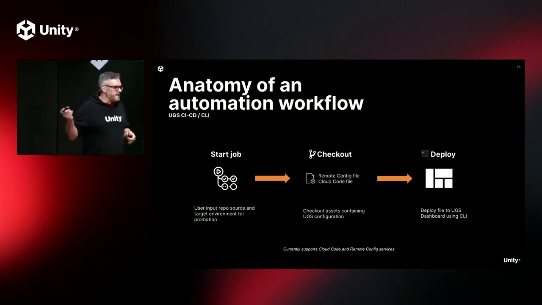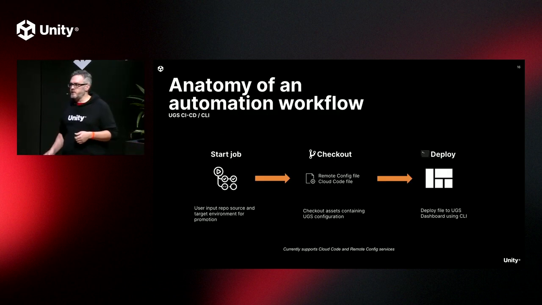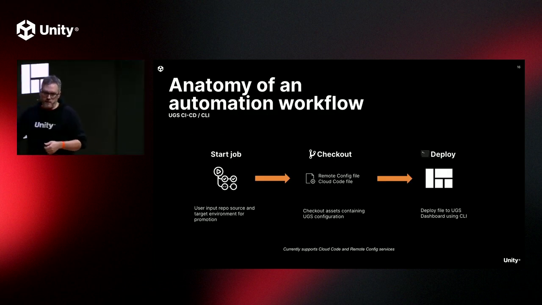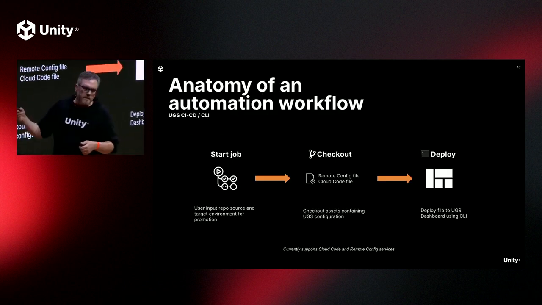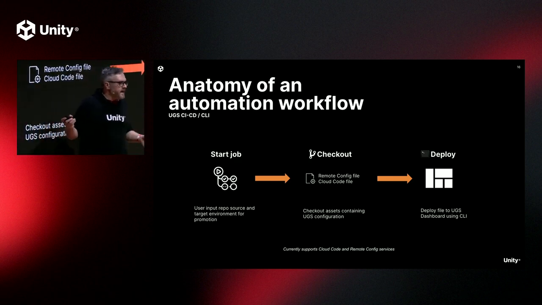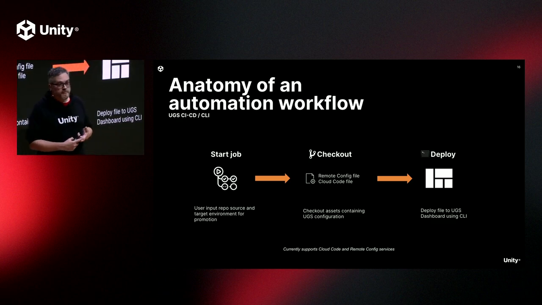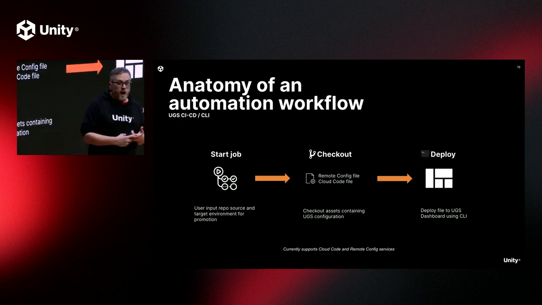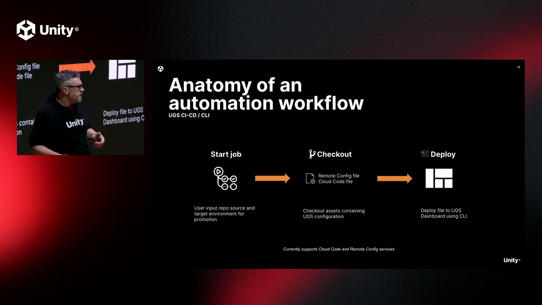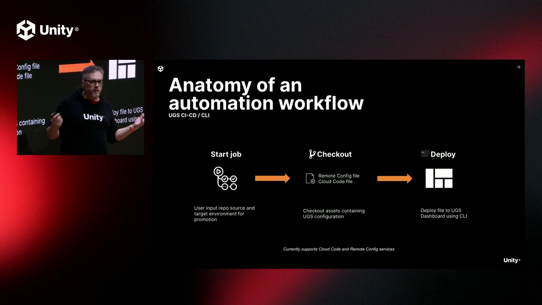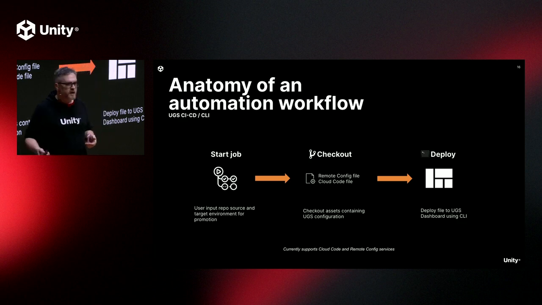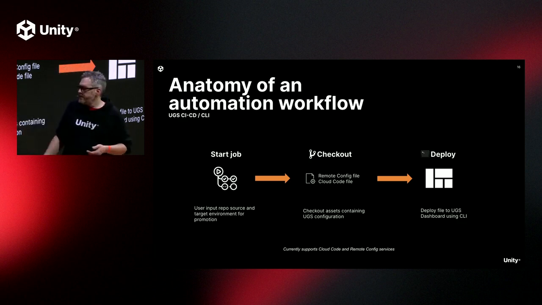But first, let's look at the anatomy of an automation workflow. So everything starts with a job. A job is basically what is gonna execute the action that we want to do. This job could be triggered manually on demand if we need to. It could be triggered automatically, either on a schedule, or if for your releases you're going through PRs, it could be when a specific PR is merged to a specific branch, then that gets triggered.